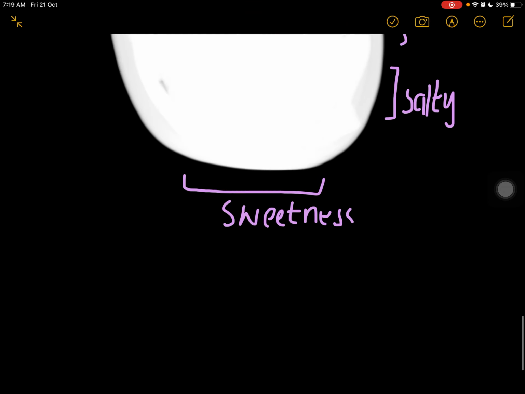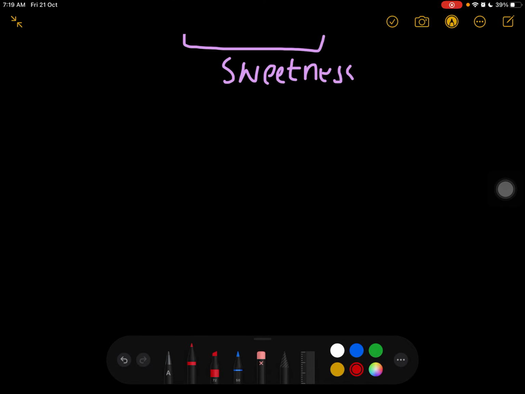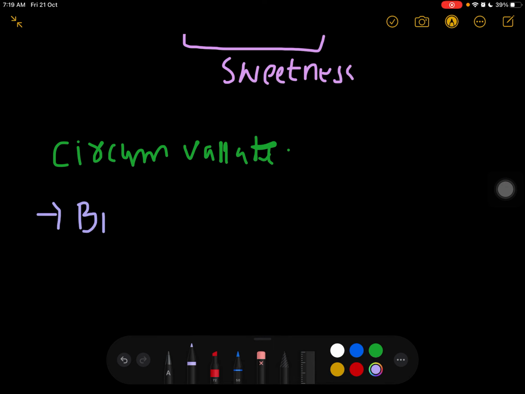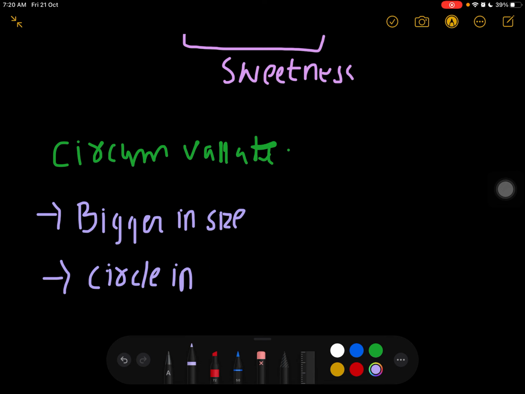So let's talk about the properties of circumvallate papillae here. They are bigger in size. They are spherical, or you can say they are circle in shape, right? And their range is 8 to 12.